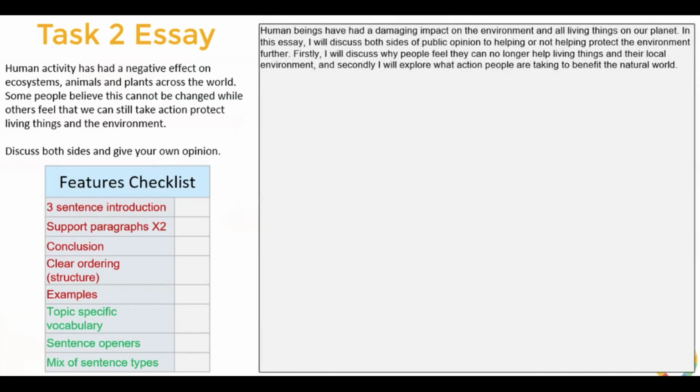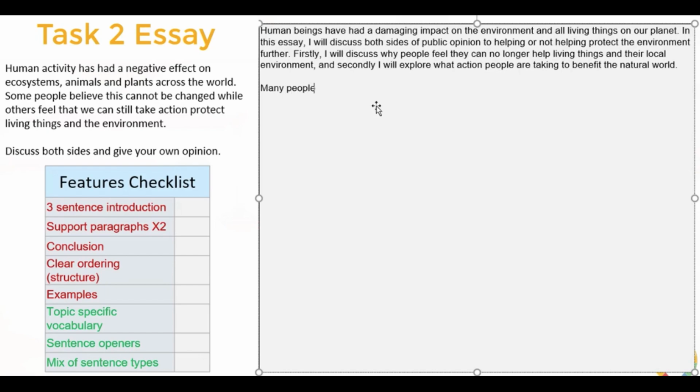In my first body paragraph, I will discuss why people think that it cannot be changed. And you remember in my plan I noted down developing economies and also world population, which is something I can talk about in my first body paragraph. You'll remember from an earlier lesson that I was talking about topic sentences, support sentences, and example sentences. So I want to include those in this write-up here. So let's start off with an opener for this.